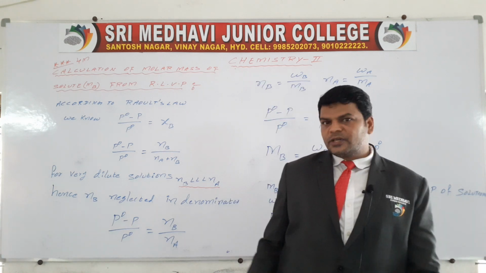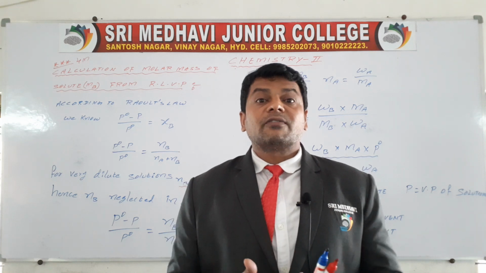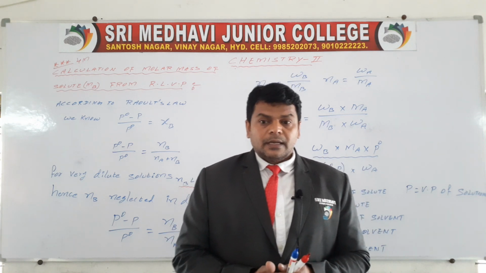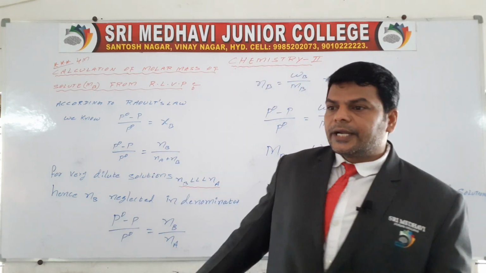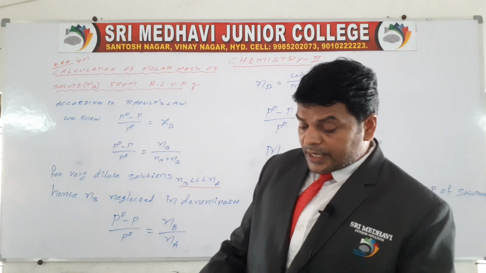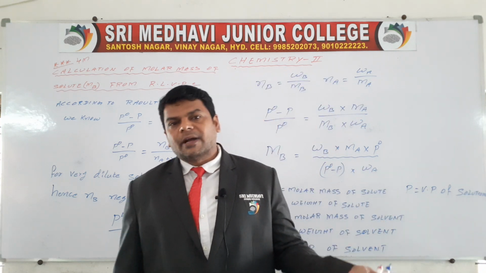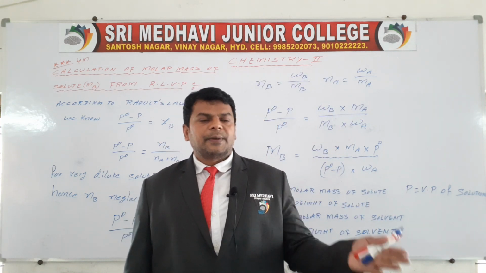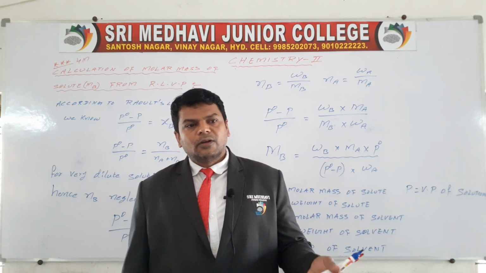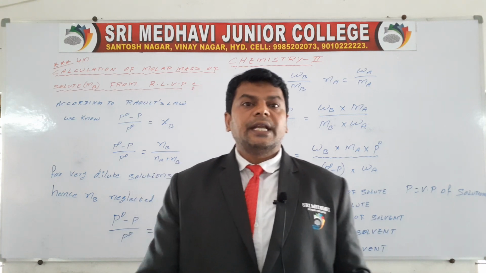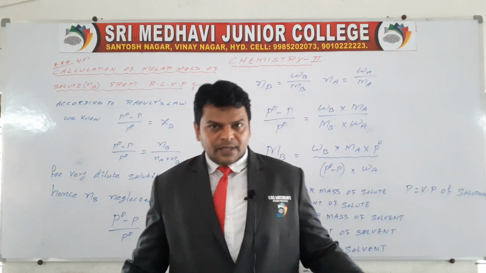Okay, then we have to discuss a problem. Now we have no time to discuss the problem, so we will discuss it in the next class. So what we discussed in this class, students? Colligative properties we discussed. What are colligative properties? How many types of colligative properties we discussed? Relative lowering of vapor pressure, elevation of boiling point, depression of freezing point, osmotic pressure. Four colligative properties we have. Then what is relative lowering of vapor pressure? How it is useful to calculate molar mass of the solute. The derivation we discussed.